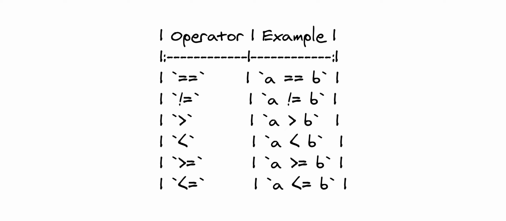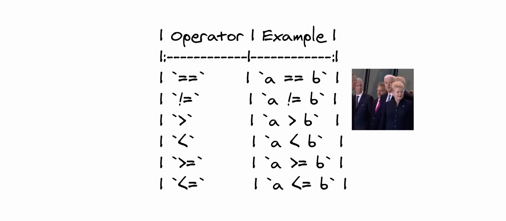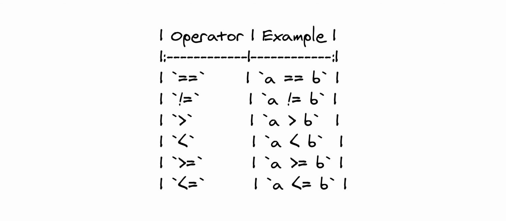Relational operators will be exactly the same as the relational operators in the C language: equal, not equal, greater than, smaller than, greater than or equal, smaller than or equal.